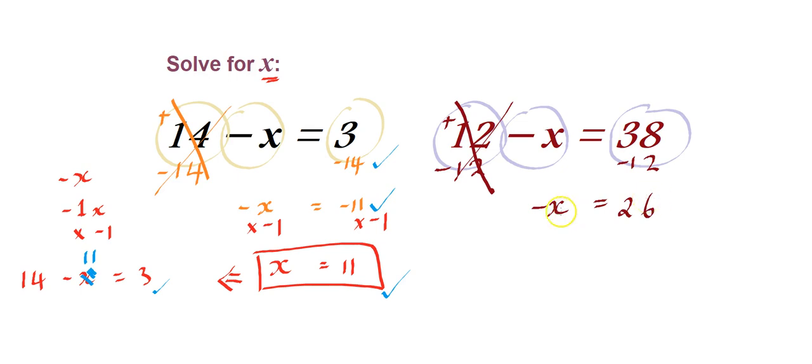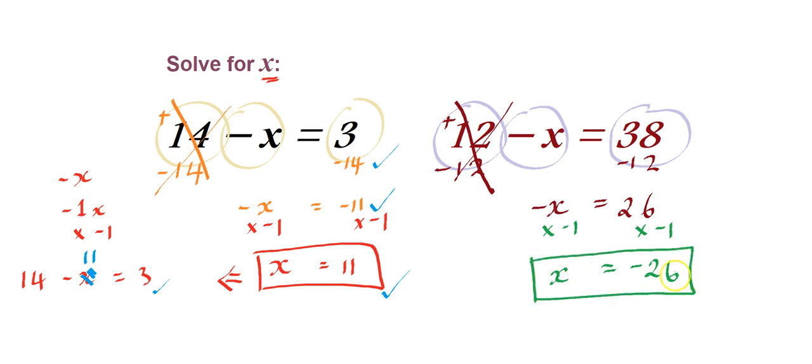We have minus x, so we don't want minus x, we need positive x. So we multiply that by negative 1, and we must do the same over here. So this now becomes positive x, which is what we want. And on this side, positive 26 times minus 1 gives us minus 26. Doesn't matter if it's minus 26. If the x is positive, that's what its value is.